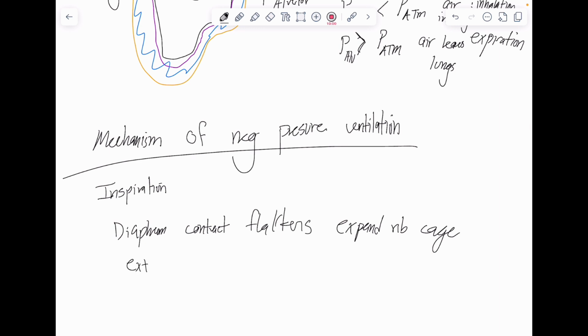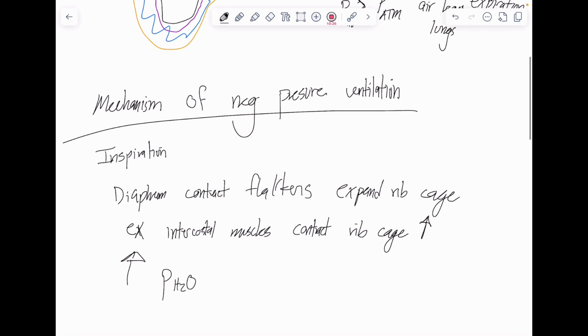I'm just going to do external EX. Intercostal muscles contract, the rib cage gets bigger, and then our thoracic volume will increase.